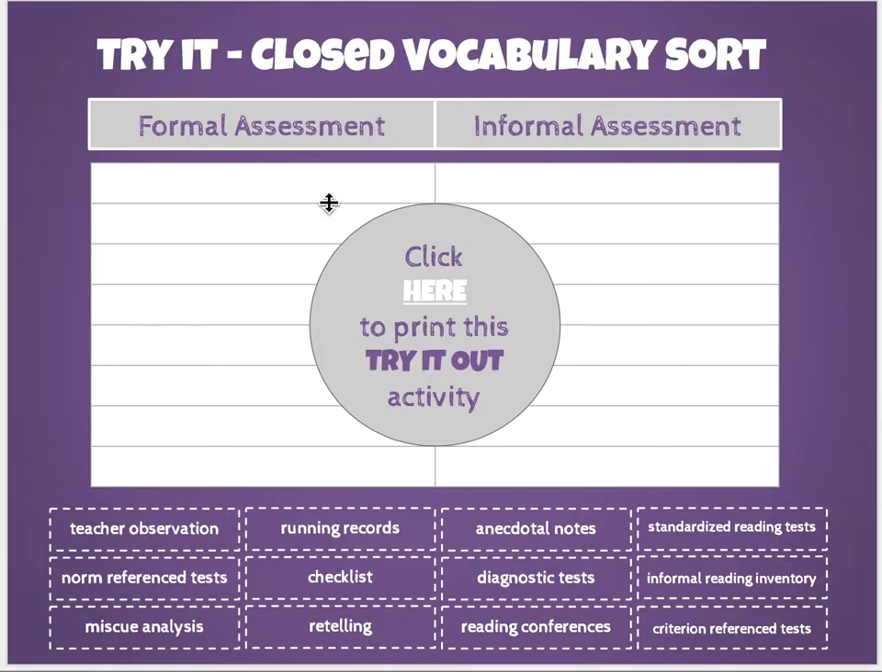Then you're going to do a closed vocabulary sort. Just a reminder, a closed vocabulary sort is where I give you the headlines at the top and you fill in the information at the bottom. You're going to click here to print out the activity and start your sort, and then you'll check it on the next slide. I'm not going to click on the next slide, but you'll see the answers on the next slide, and you'll see a video explaining the answers. Make sure you watch the video because it fills you in as to what each of these different assessment forms look like and the purpose of them.